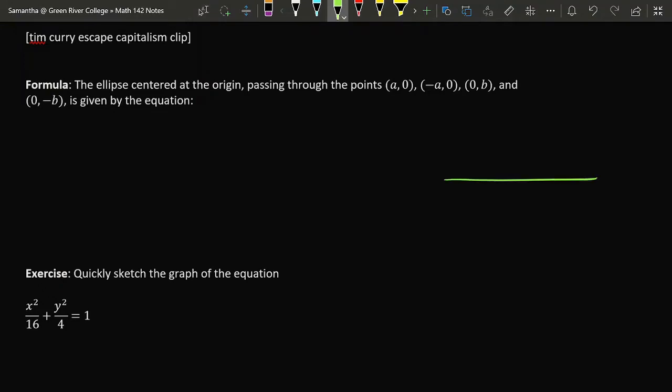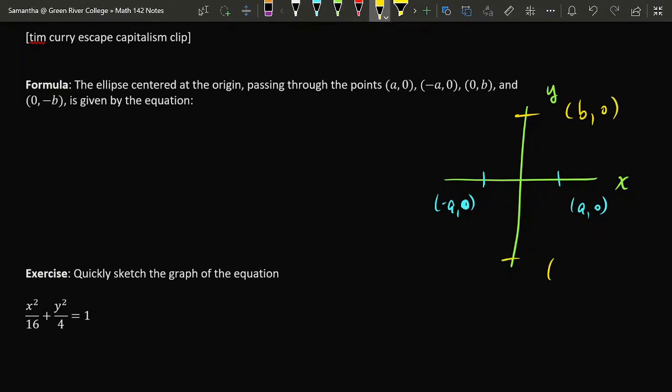So to begin with, let's talk about what the equation of an ellipse looks like. Suppose you have an ellipse centered at the origin, a location that we are describing by x and y equals 0. And the ellipse passes through the points where, if y is equal to 0 and we're on the x-axis, we're going to call those intercepts (a, 0) and, on the flip side, (-a, 0). Now, where does the ellipse intersect the y-axis? We're going to call those points (0, b) and (0, -b).